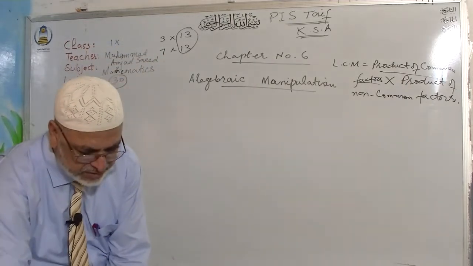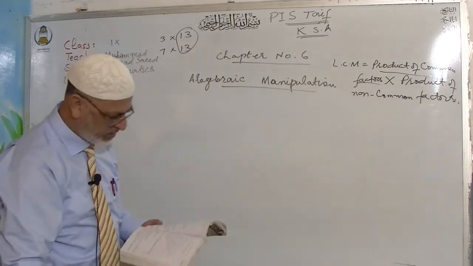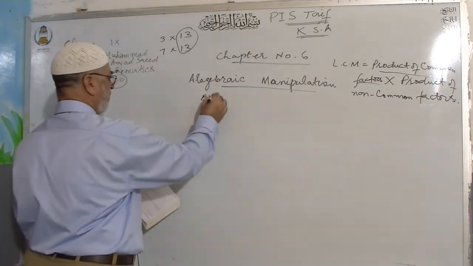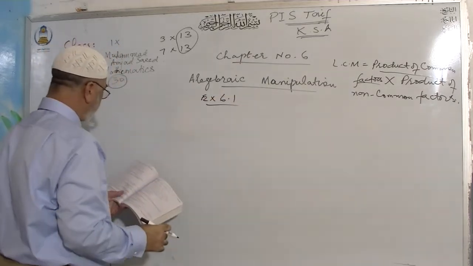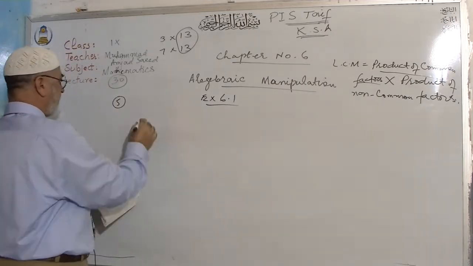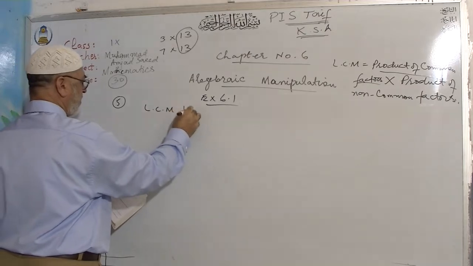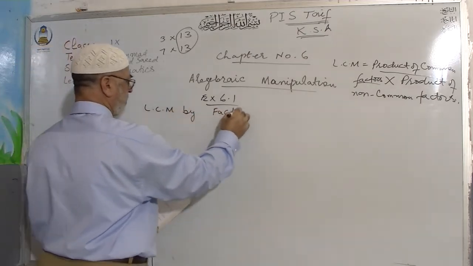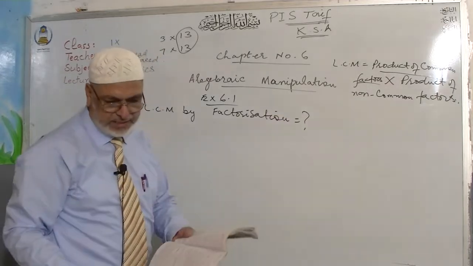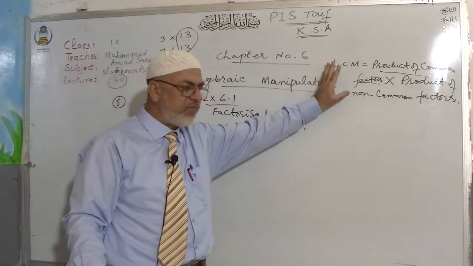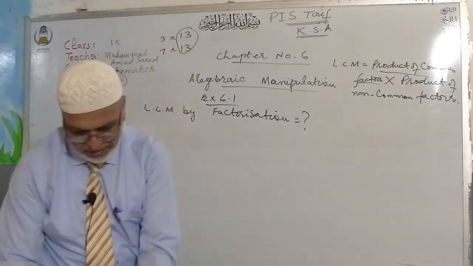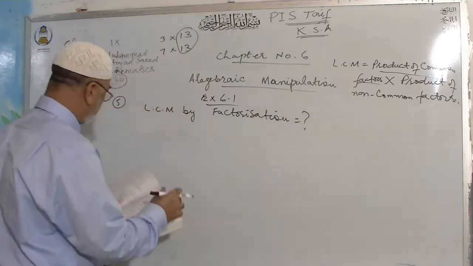Exercise 6.1. Question number 5. Find LCM by factorization. Remember that this idea, this formula will remain valid. We will find the product of common and non-common factors and then multiply. The same method will be used here.